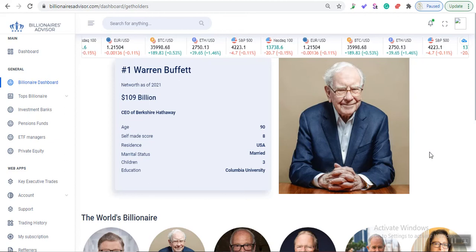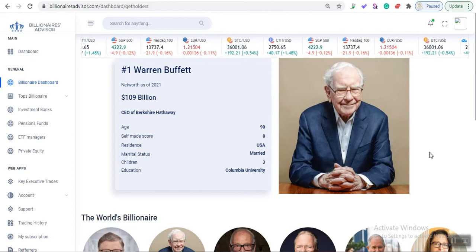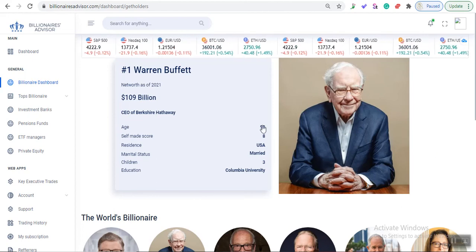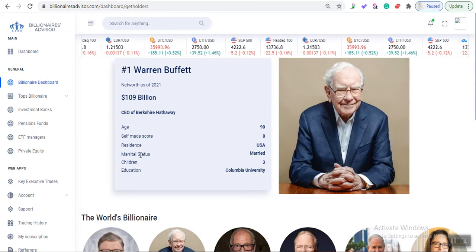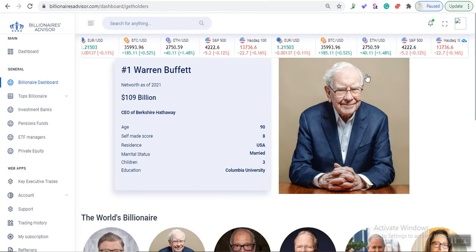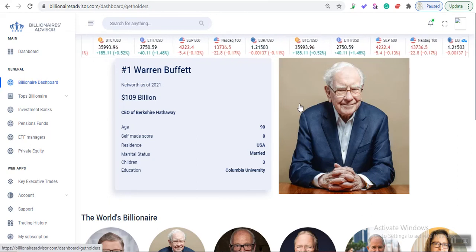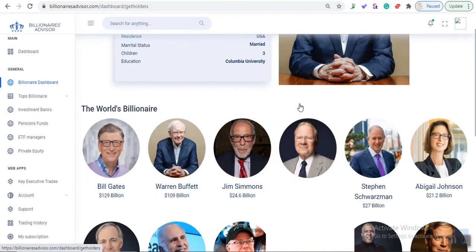The interface is designed in an easy to use format. On the left hand side, we give you basic statistics about the billionaire. On the right hand side, we showcase who is the billionaire. So now let's take a look at our list.